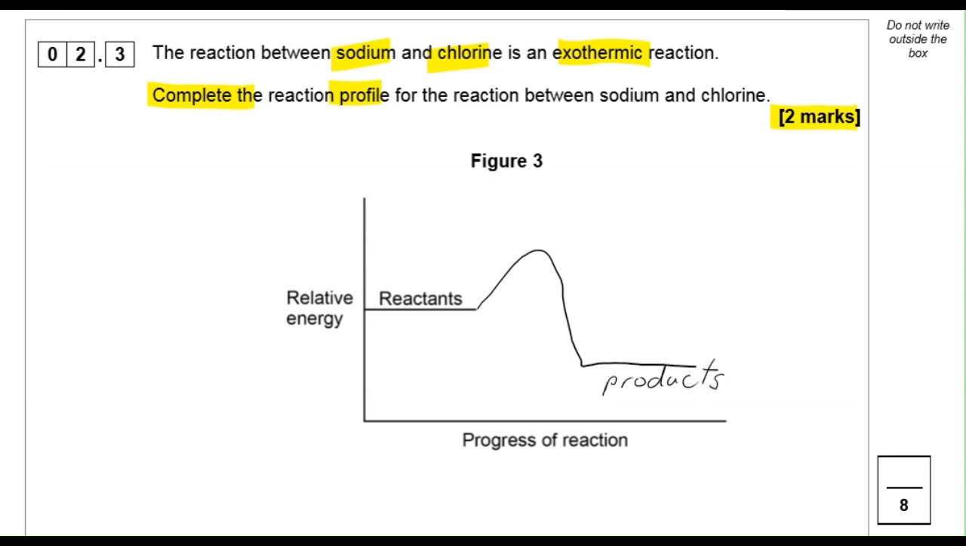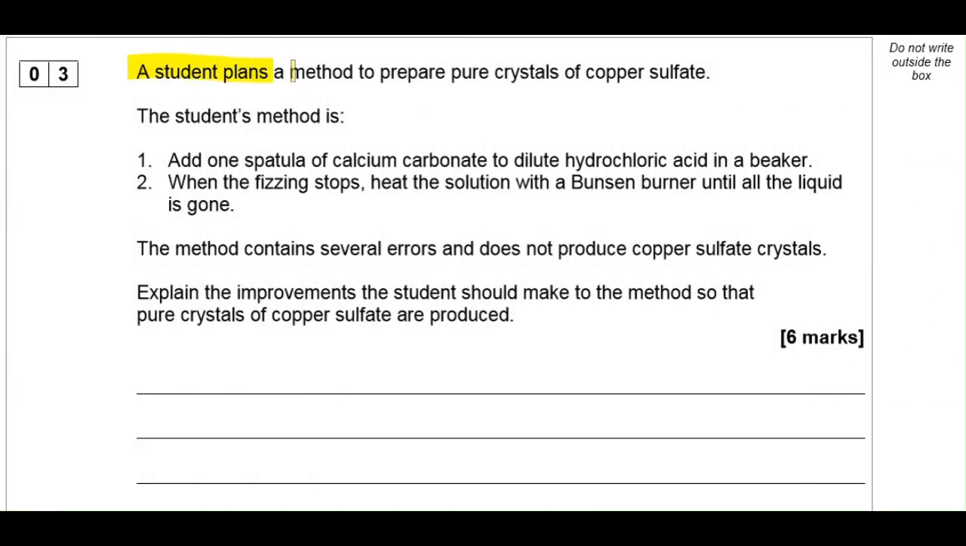Question 3. A student plans a method to prepare pure crystals of copper sulfate. Student's method is 1. Add 1 spatula of calcium carbonate to dilute hydrochloric acid in a beaker. When the fizzing stops, heat the solution with a Bunsen burner until all the liquid is gone. The method contains several errors and does not produce copper sulfate crystals. Explain the improvements the student should make to the method so that pure copper sulfate crystals are produced. And this is a 6-mark question.